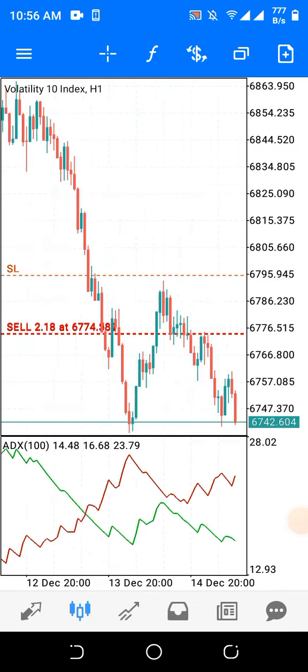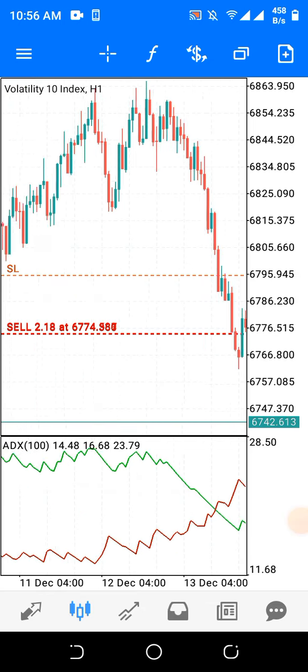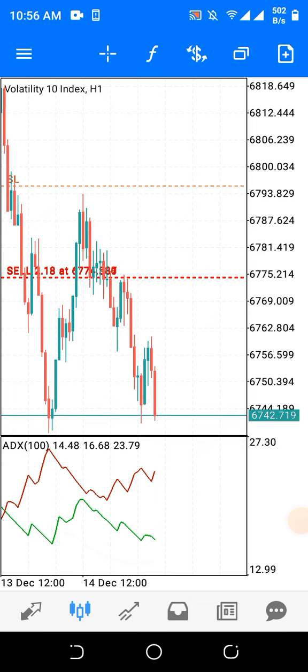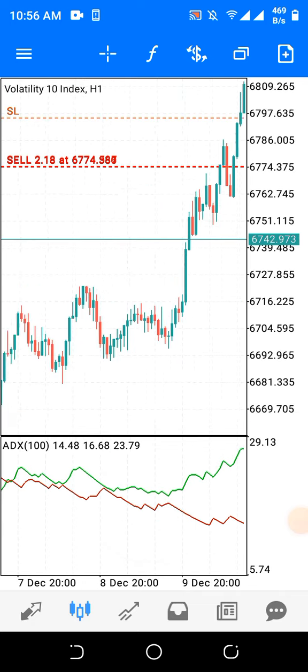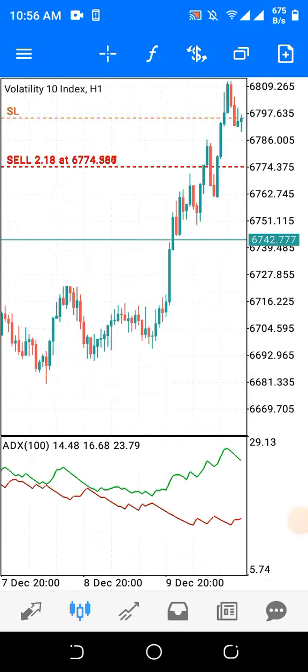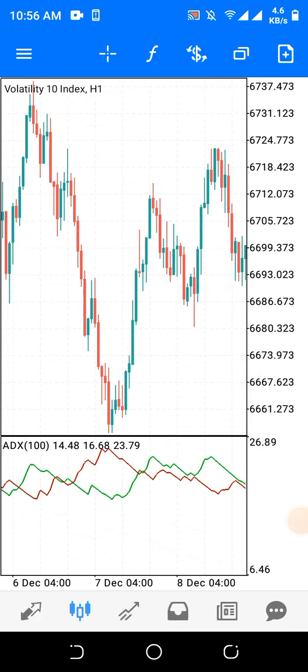So here is the chart. You see the indicator I'm using here is ADX. I'm using the ADX indicator. That's the only indicator I'm using. Now the question is, why am I on sell? Now before I show you why I'm on sell, let me explain something to you. How to make use of ADX.